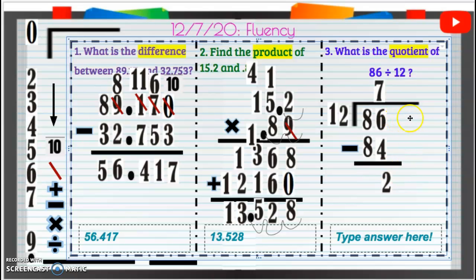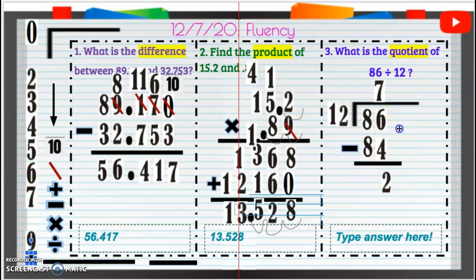Do we have anything else to bring down? No. Do we have any remainders? Yeah, we do. We have a remainder of 2. So what you can do is make it into a decimal. We can put a decimal here. Let's go out 1 or 2 decimal places. So if we have a decimal here, we can pop up that decimal. And then we'll have the 0 to bring down.